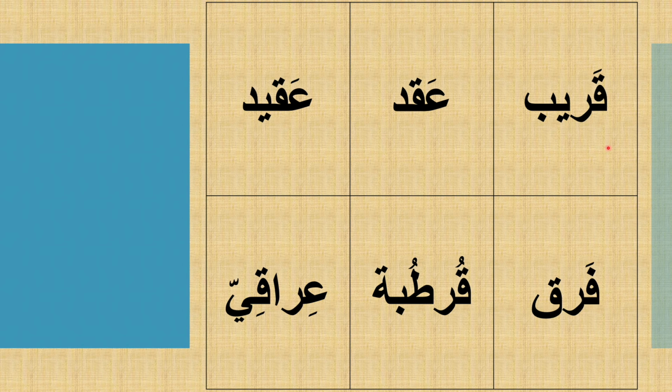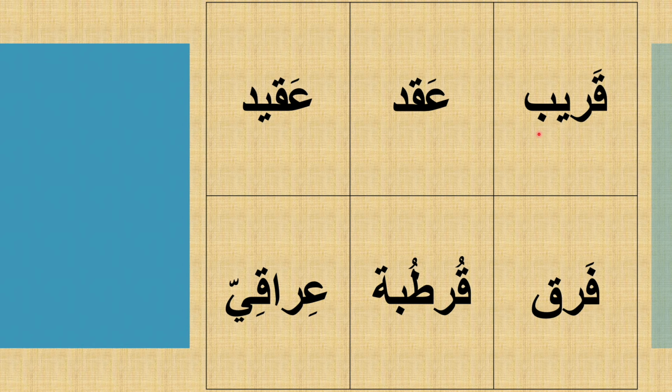Qa, qa, qa. And let's read. Qa, qa, qa. Qu, qu, qu. Qi, qi, qi. Don't say ki, ki, ki. It's a deeper sound than the English K. Qi, qi, qi. Qa, qu, qi. And let's read with long vowels. Qa, qu, qi. Qa, qi, qu.